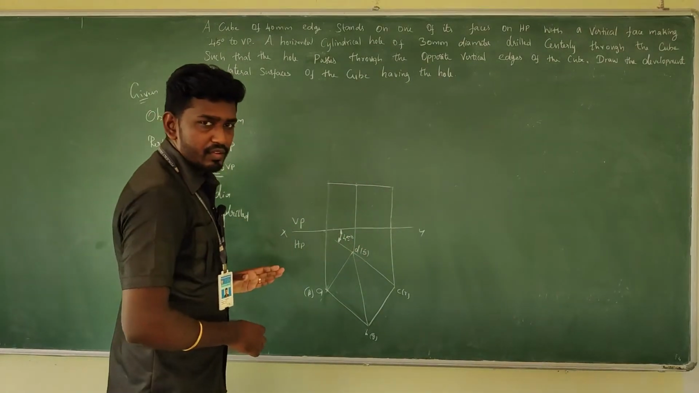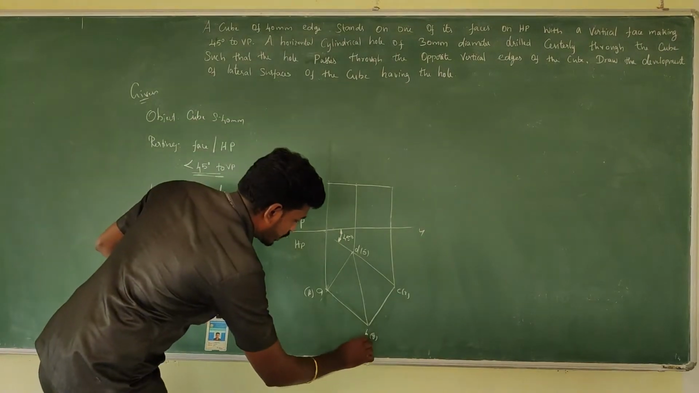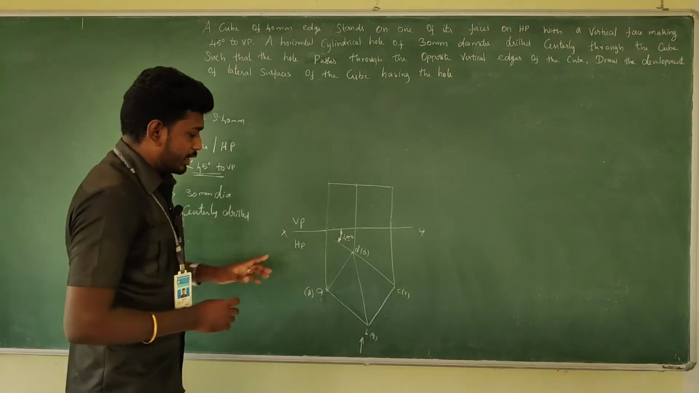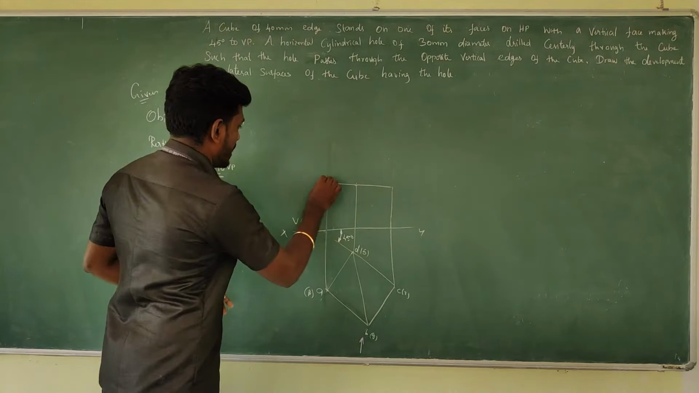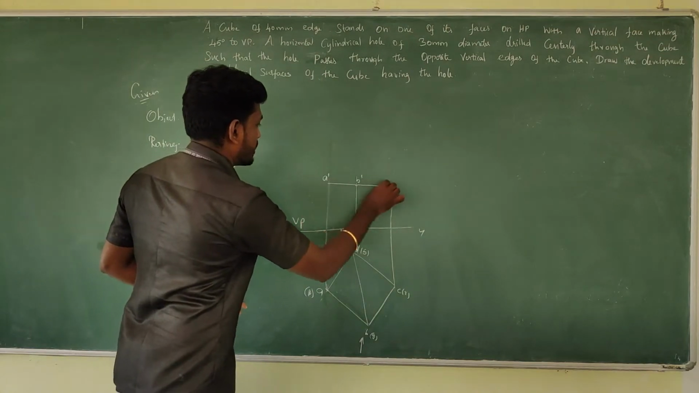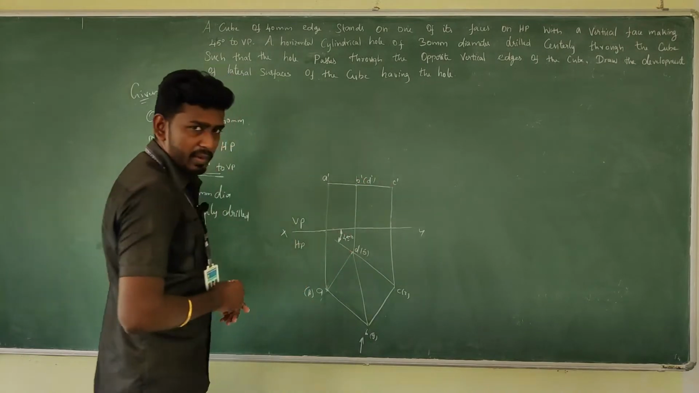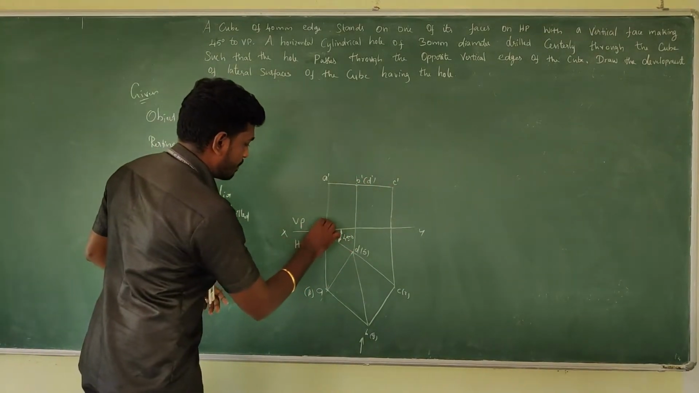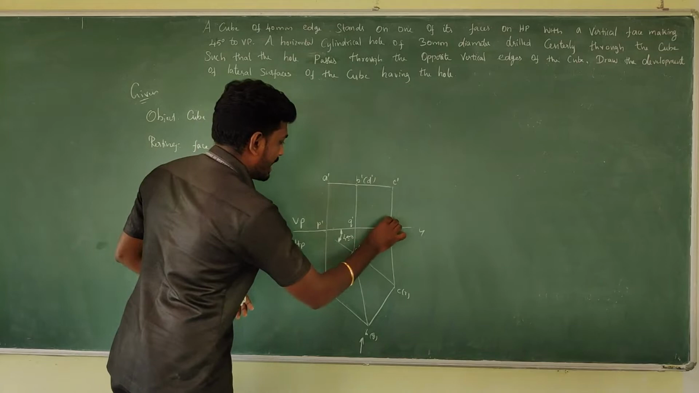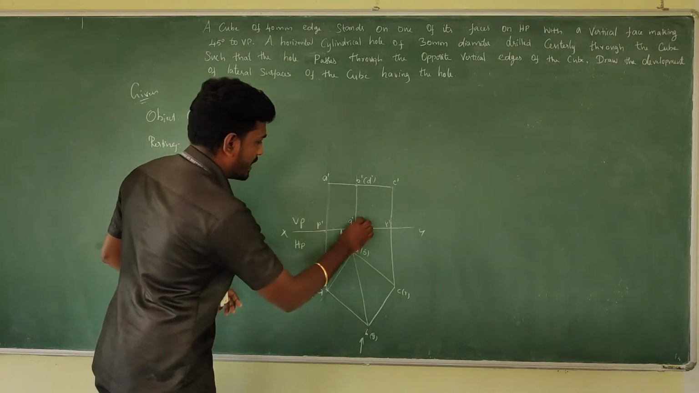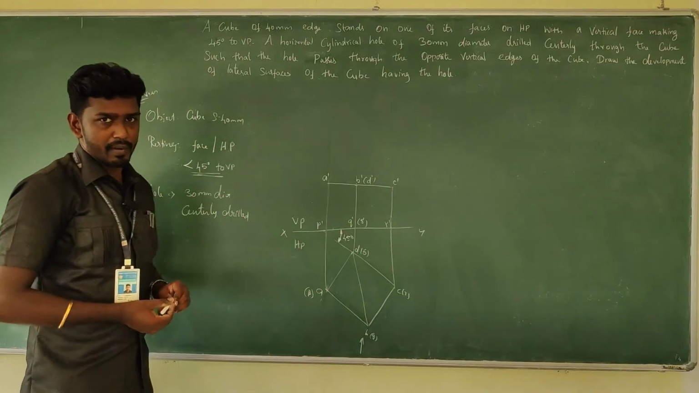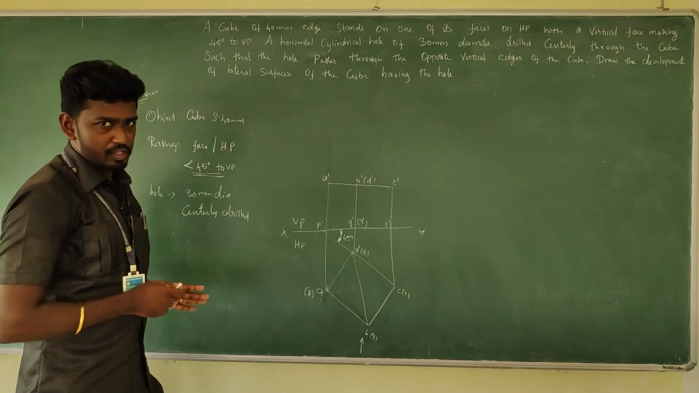So this is a front view. The observe position is here. In the top base, A, B, C will be visible. Notating A dash, B dash, C dash will be visible. D dash will be invisible. In the bottom base, P dash, Q dash and R dash will be visible. S will be invisible.